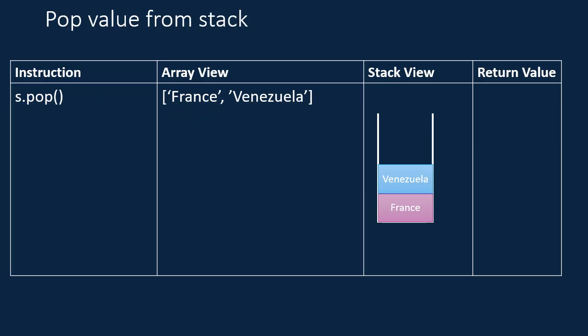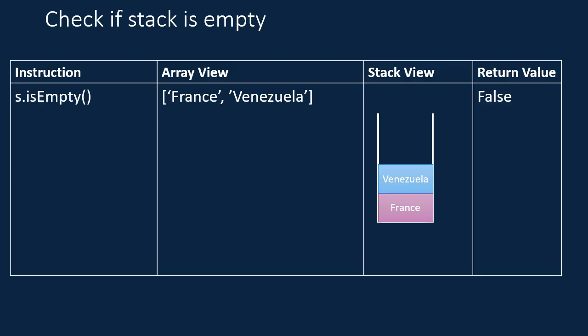Now popping removes items, so that removes the top item. So now we've removed China from our stack, and now Venezuela is once again at the top of our stack. If we peek, it will return us Venezuela because it's the value Venezuela that's at the top of our stack at the moment. Check to see if it's empty. Well, it has two items in the stack, so this is going to return false.